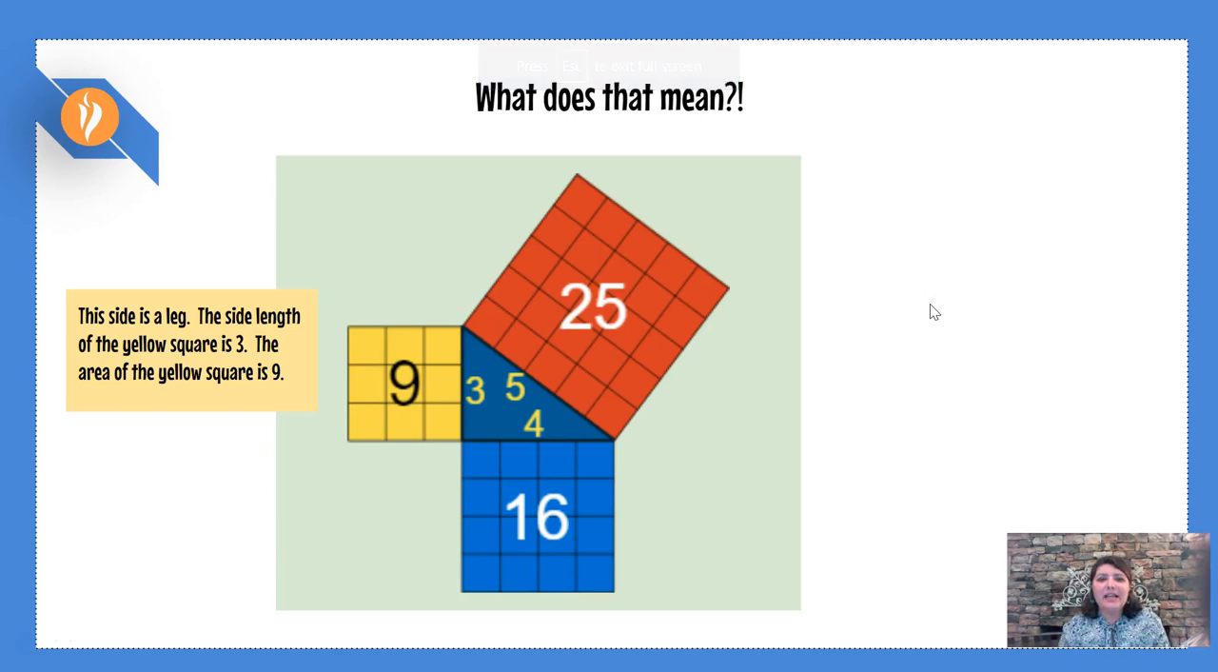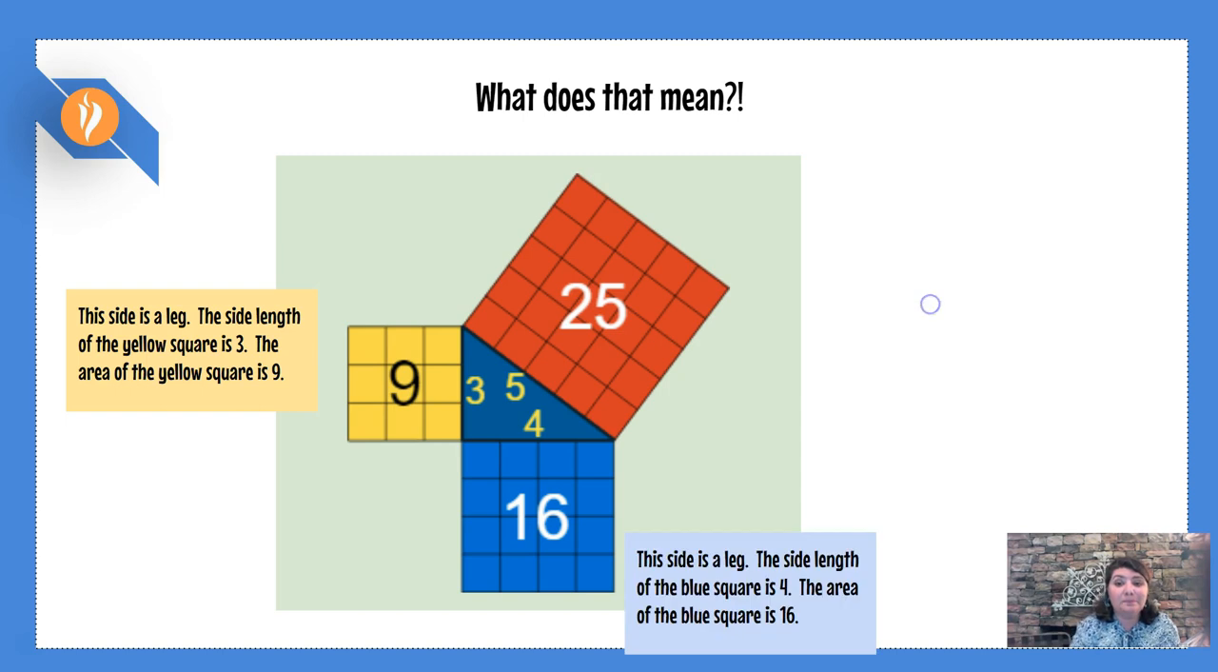I want you to see that I've got some individual squares drawn out for you so that you can really visualize this. So this side is a leg, the 9. Where the 9 is, that's a leg. The side length of the yellow square is 3. The area of the yellow square is 9. So you can see that the side length of the triangle is 3, but the area of the square is 9. And remember, that's what helps us with the Pythagorean theorem.